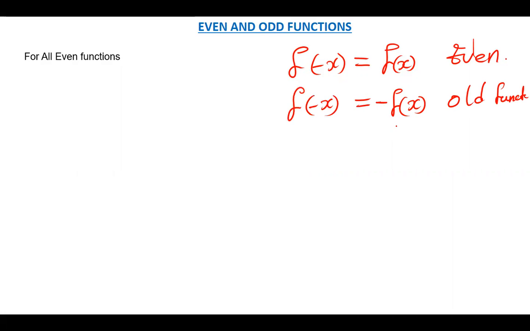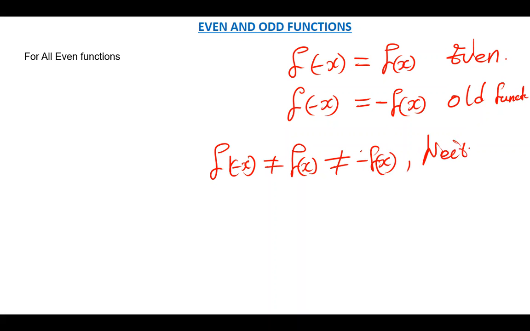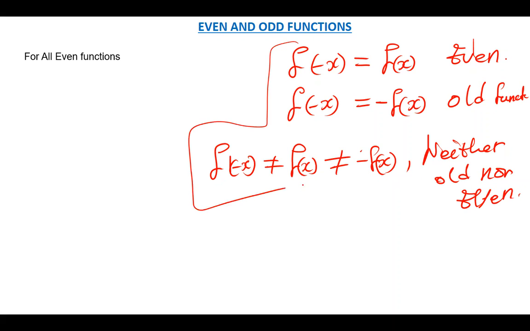And then the other thing is that in case you test it using f of negative x, then you discover that it's not equal to f of x, it's also not equal to negative f of x. This implies that the function is neither odd nor even. This is what it means. So these are the three rules that you need to put in mind.